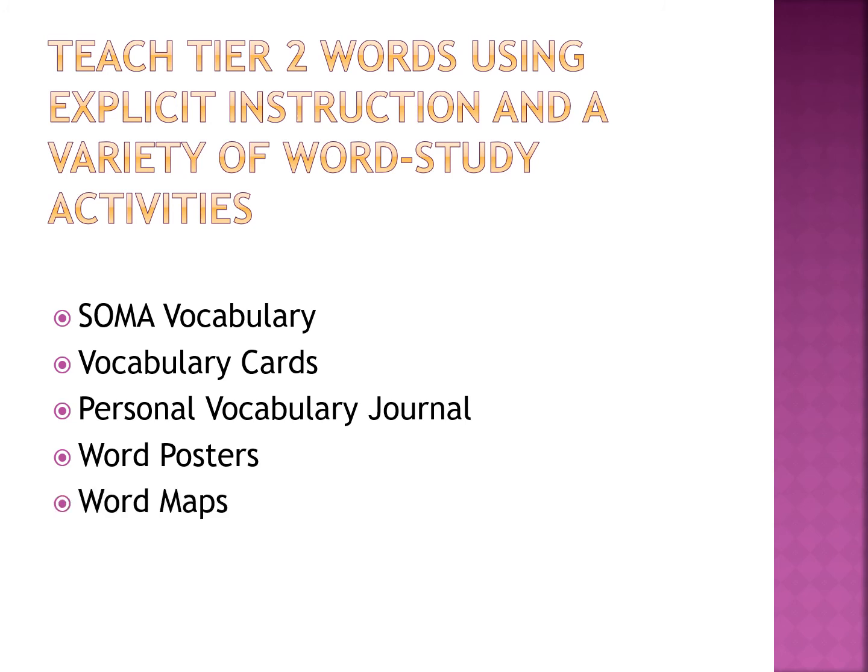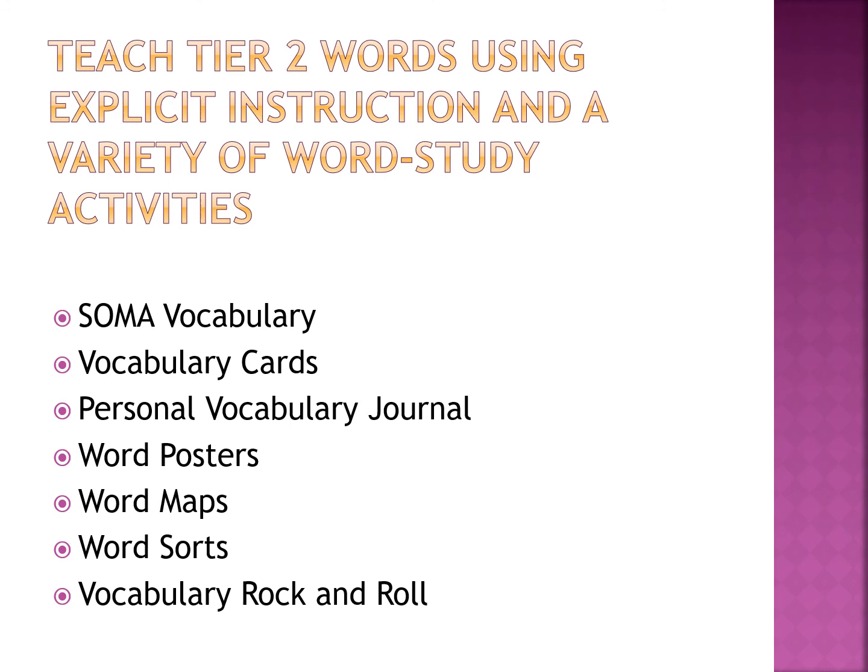Word maps are another great way. Most of you are familiar with the idea of word maps, where you take a word and you draw a map of synonyms, antonyms, and so forth off of that word. And then word sorts, where you take your vocabulary words and you sort them into categories. I'm going to show you an activity in just a minute that's called Vocabulary Rock and Roll, and it's done using dice, and you roll the dice, and then your card will tell you what to do with the word.